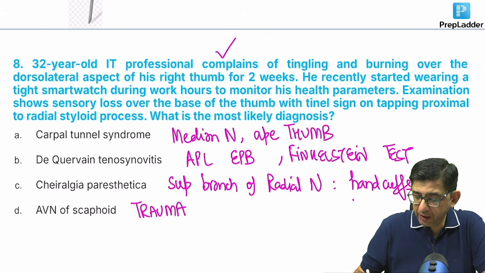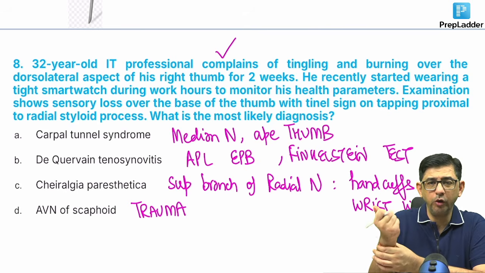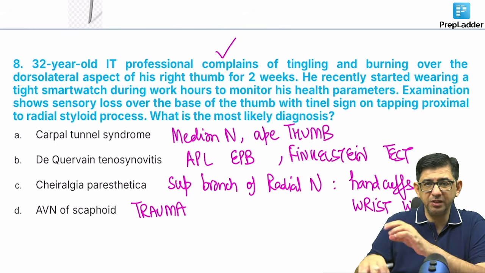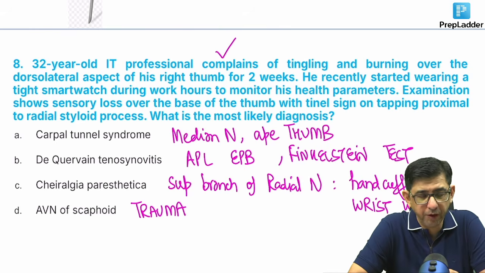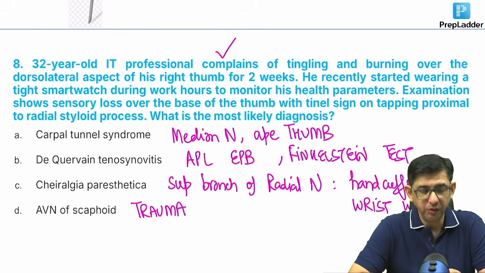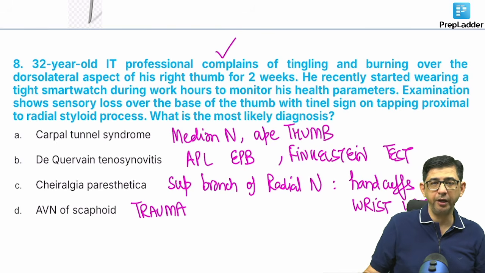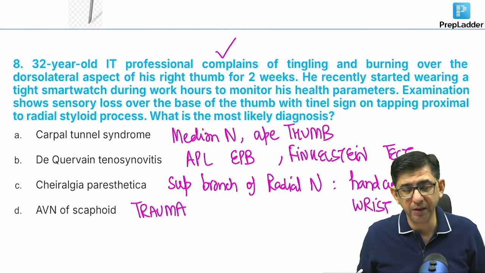Or it could be like a wristwatch which is very very tight, because you see all these watches like Apple Watch, Samsung Watch, you have to wear them tight, not loose, because they are gonna have sensors by which they are gonna record your vitals. So if the watch is worn very loosely, it will not be able to give recording. So that is why you have to wear it a little tight, and somebody will wear a tight wristwatch for a very long time. It will cause chiralgia paresthetica.